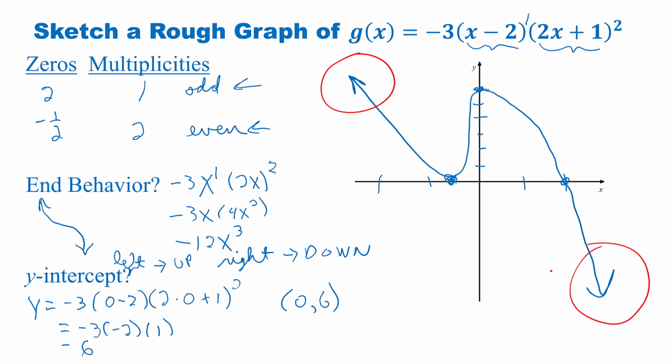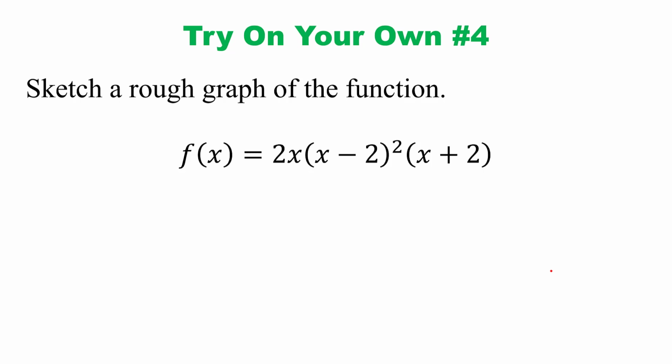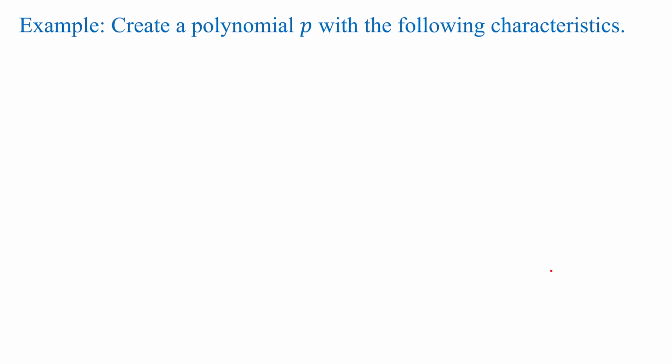Let's go on and look at the next try on your own for today. This is number 4. Sketch a rough graph of the function f of x equals 2x times (x minus 2) squared times (x plus 2). And we'll go on to create a polynomial p with the following characteristics.